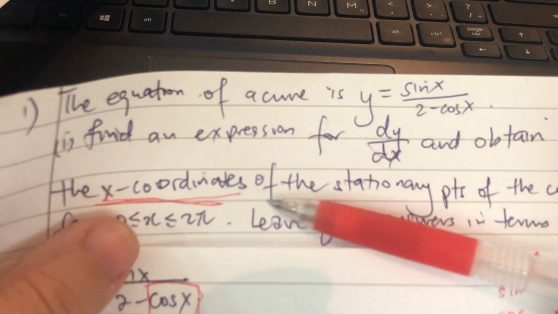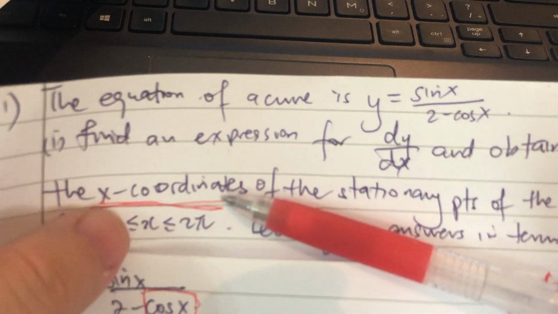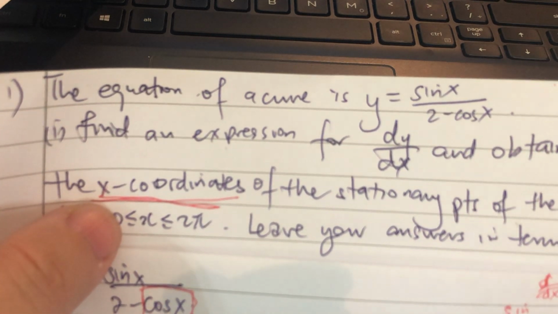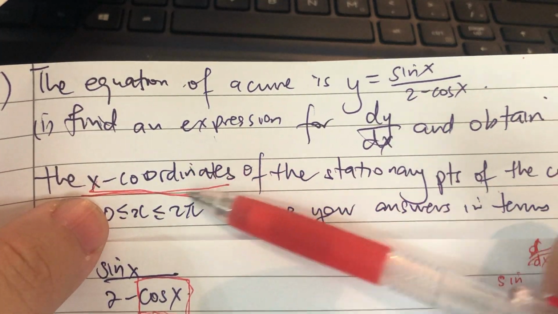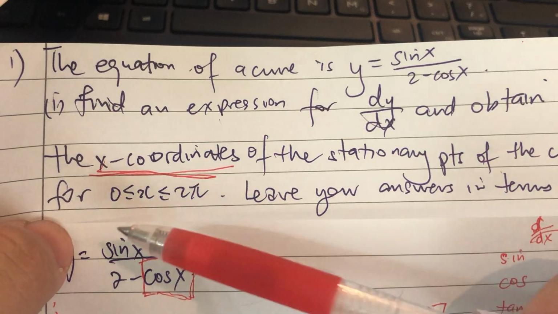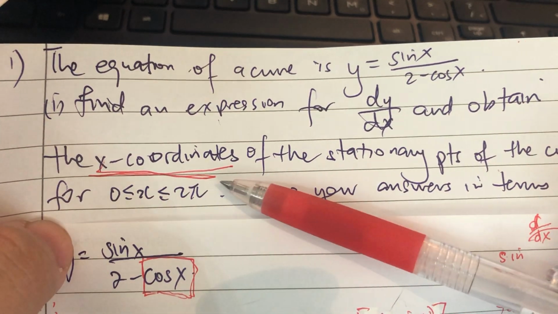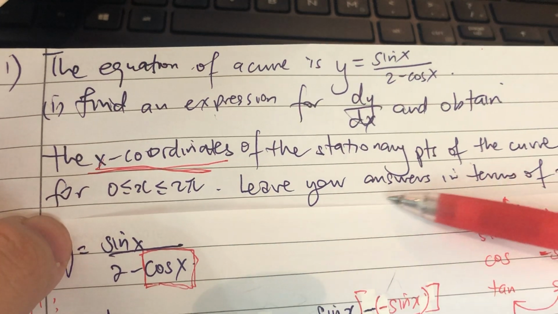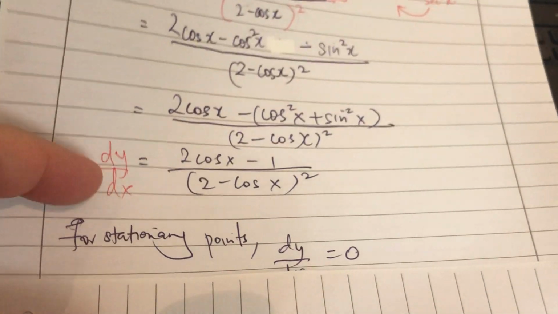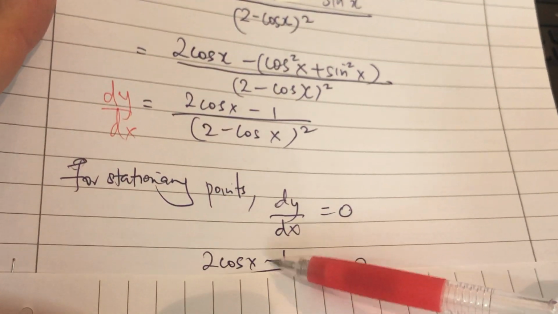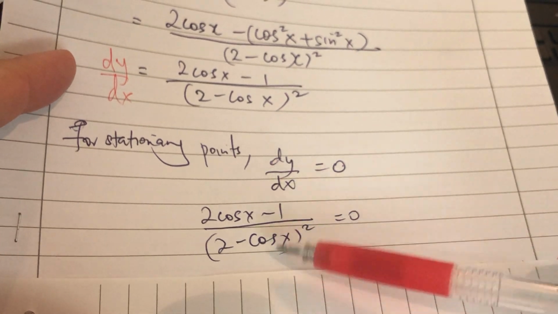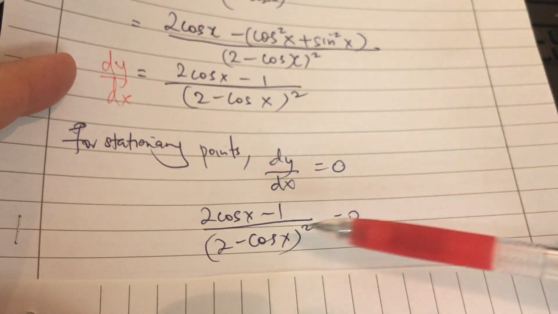Now, what they want us to do next is to obtain the x coordinates. Now you must read very carefully, annotate your question, whether it's coordinates or x coordinates. If it's x coordinates, then it's simpler, just find the x value, and the range is from 0 to 2 pi, and you are supposed to leave your answer in terms of pi. That means exact form. So special angles may be involved, I don't know. Now for stationary points, this is important to state because this will give you 1 mark. Just by writing this, you will get 1 mark.